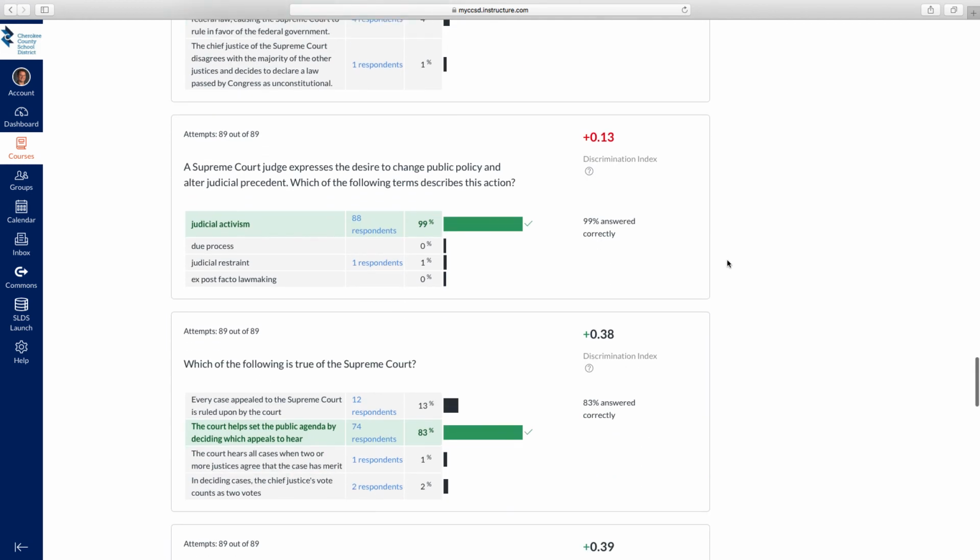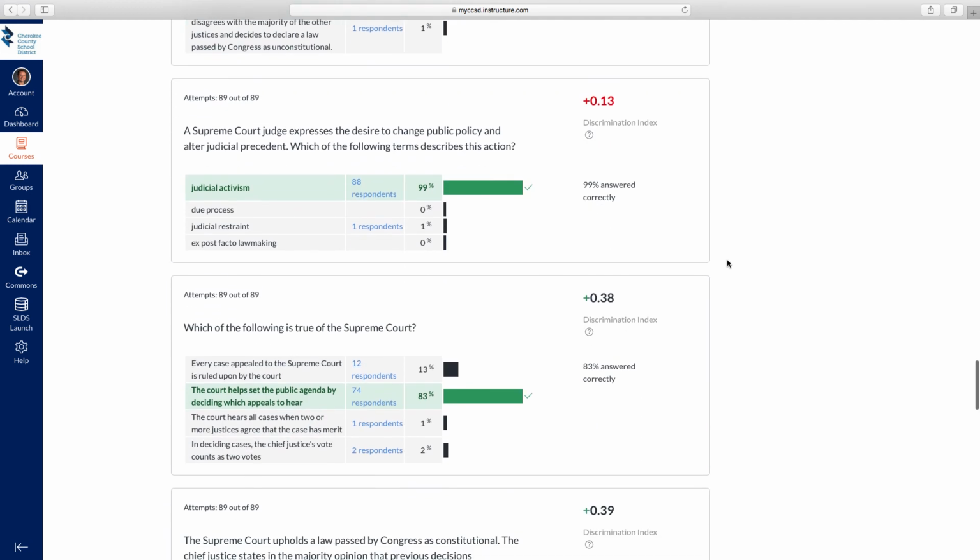A Supreme Court judge expresses the desire to change public policy and alter judicial precedent. Which of the following terms describes this action? That would be just judicial activism, when judges change public policy through their court decisions and even maybe alter judicial precedent. That is judicial activism.